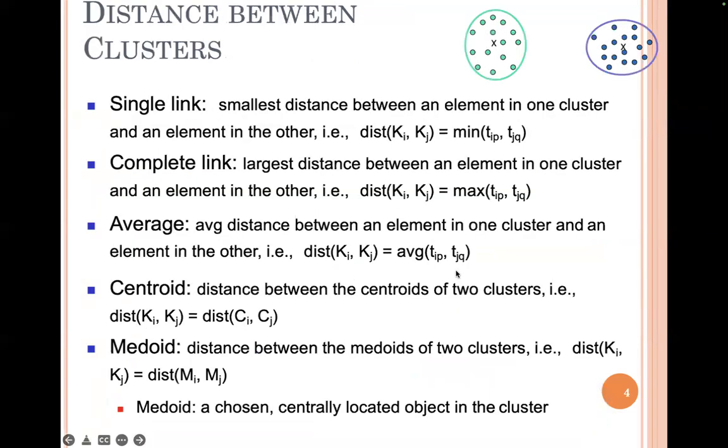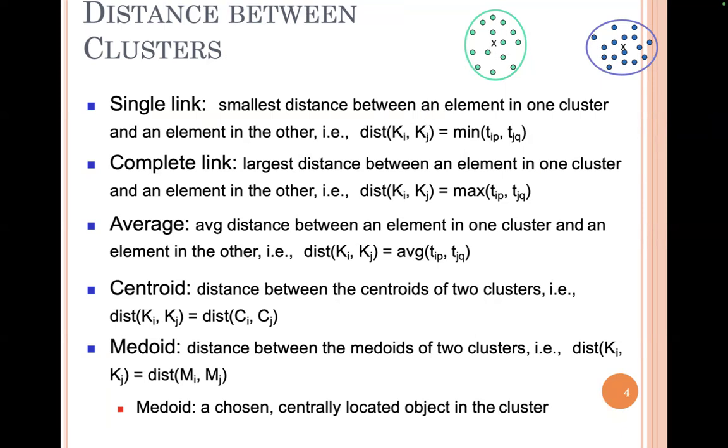Now next, the distance between clusters. In hierarchical clustering, it is very important that you find out the distance between clusters, right? It is important in every type of clustering. Now basically we are talking about the hierarchical one. For distance between clusters, like single link, it is the smallest distance between an element in one cluster and an element in the other.